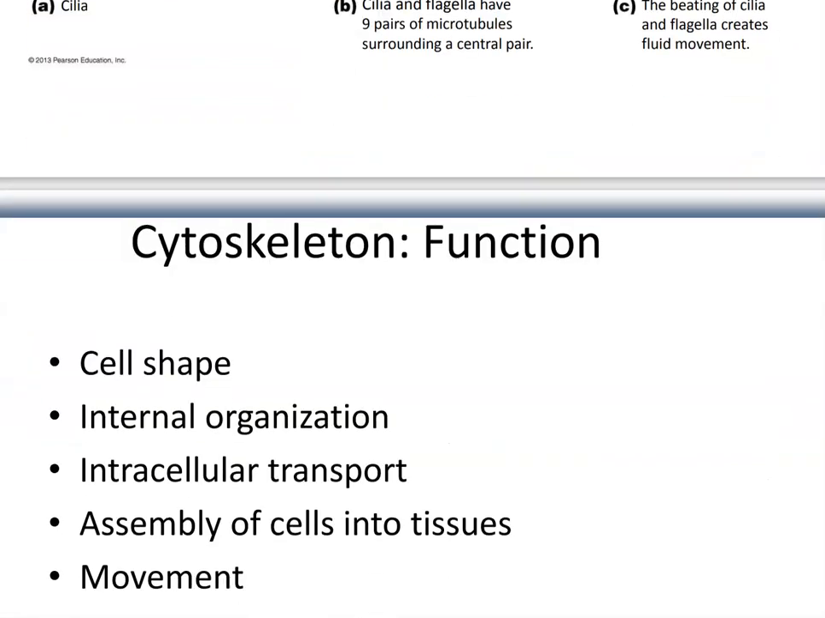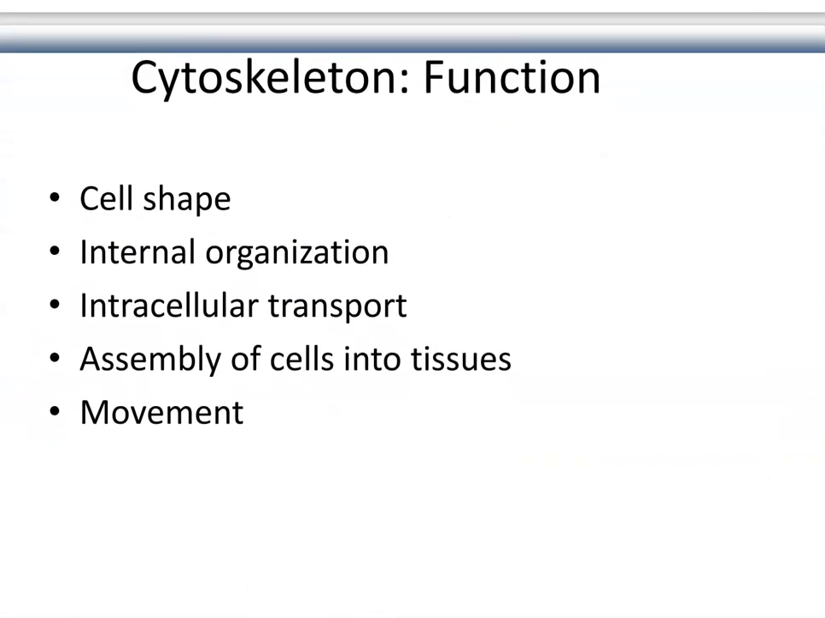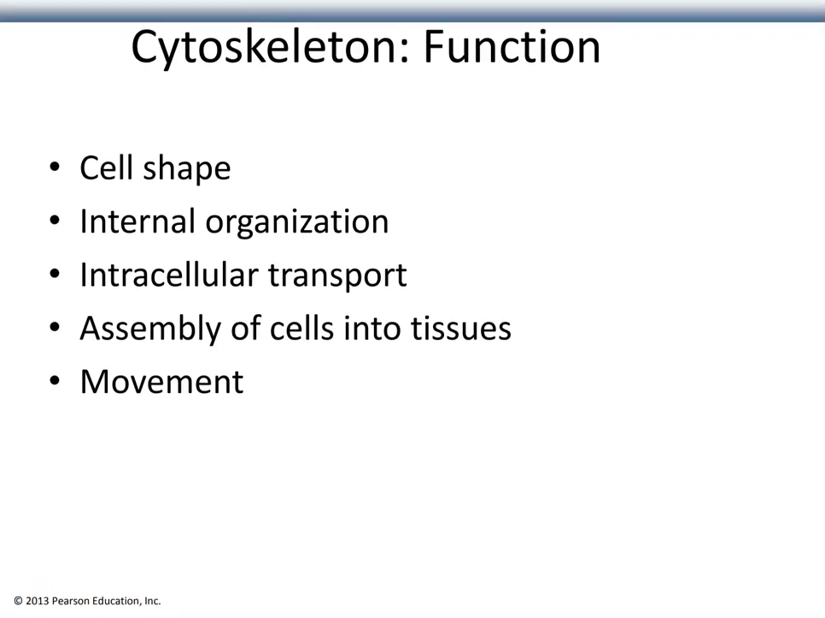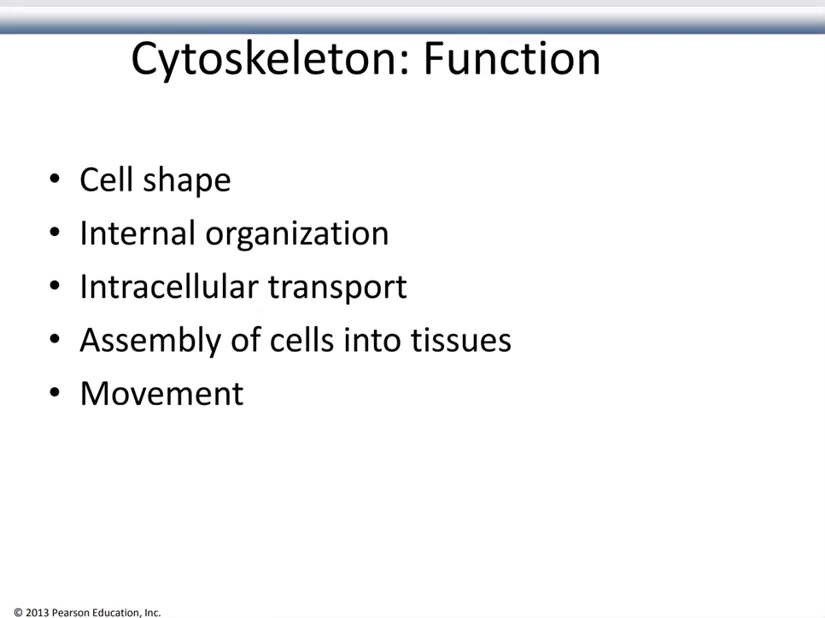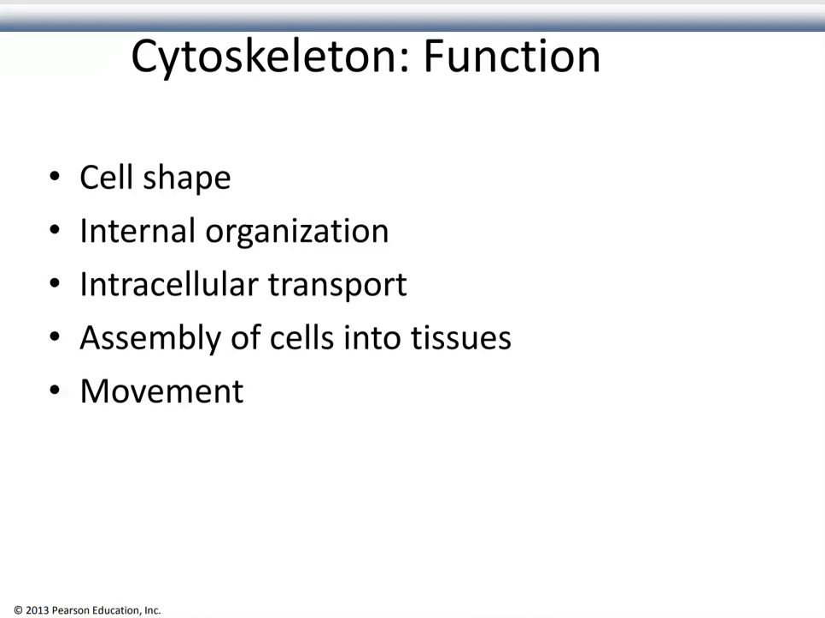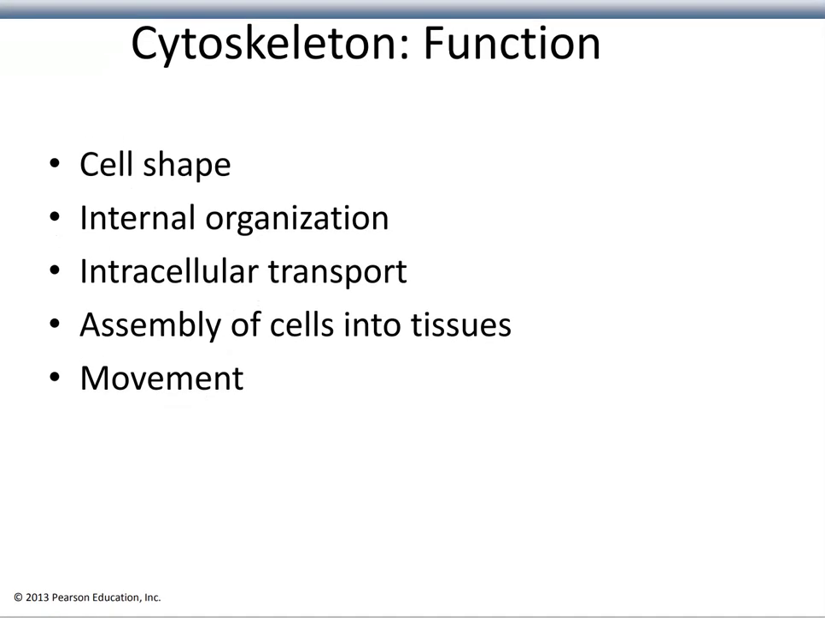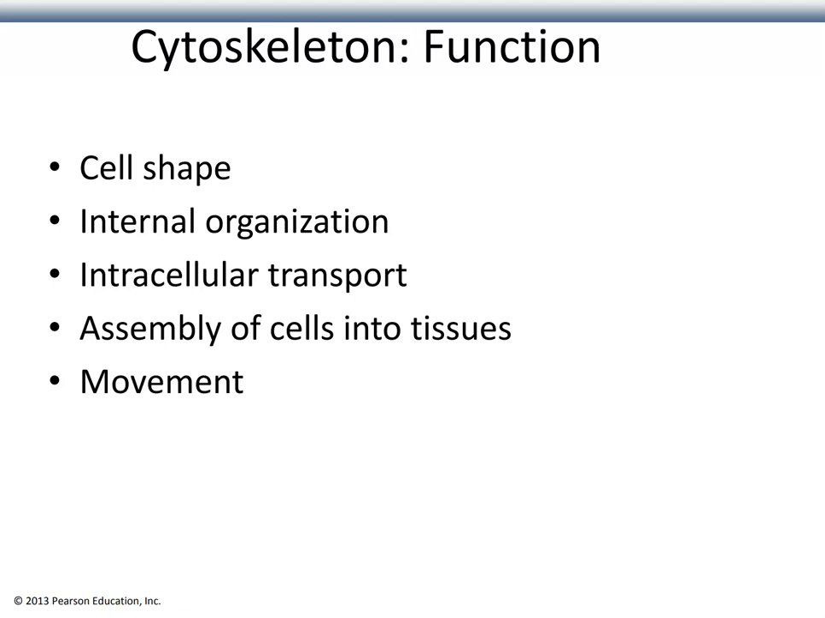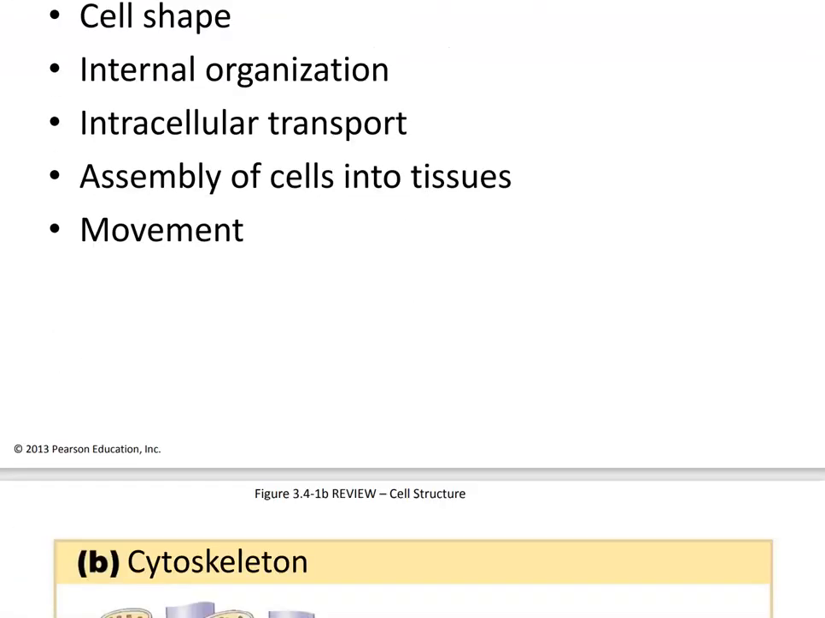The cytoskeleton function is about the same as in your bones for your skeletal system. It gives the cell structural support, and so nothing in the cell is random, even though it may seem like that sometimes, but the cytoskeleton is sort of the infrastructure of the cell and gives the cell its shape and makes sure that things can be transported to where they need to go.